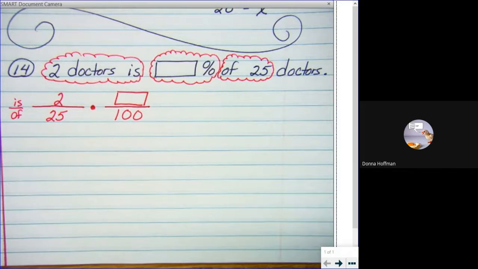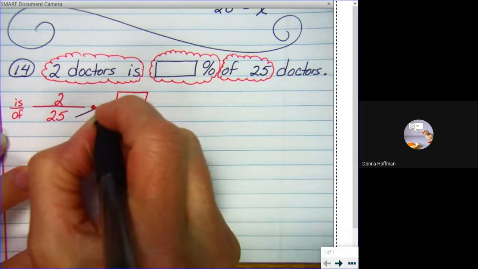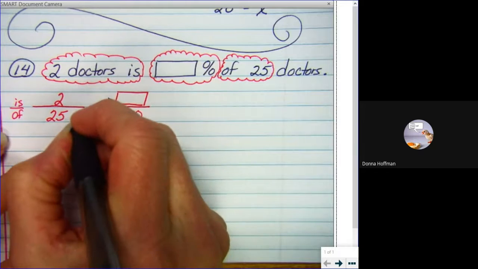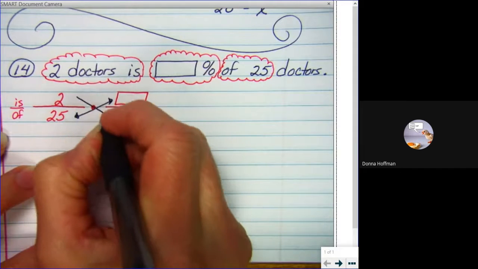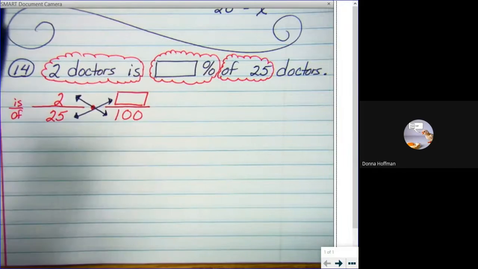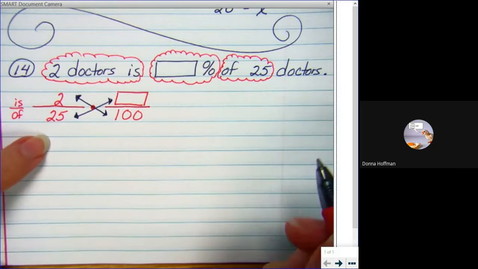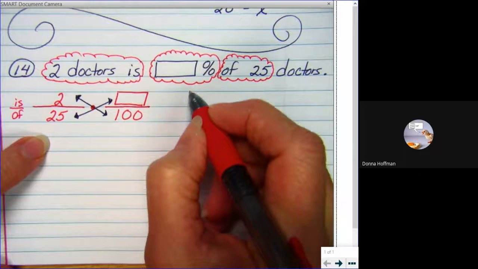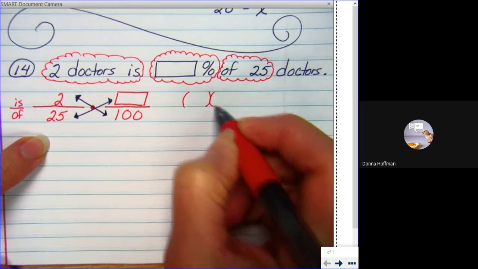Okay, so I've got it set up into my format. What's the first thing I'm going to do? Cross, multiply. Good job. And that means exactly that. I do a crisscross. And I multiply. Okay, so does somebody want to help me out with that?